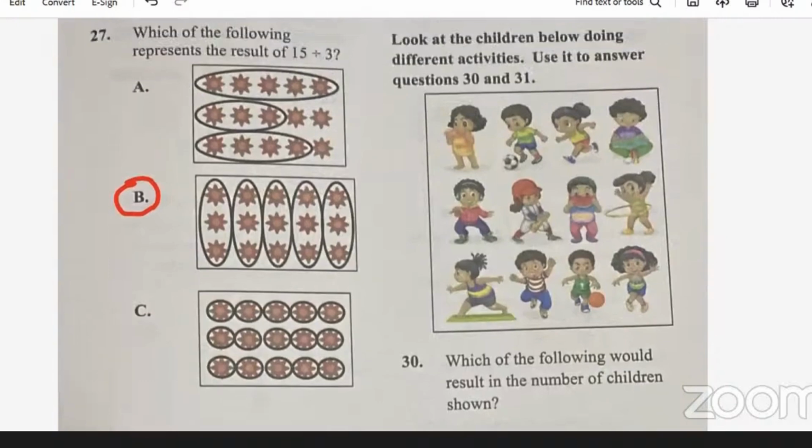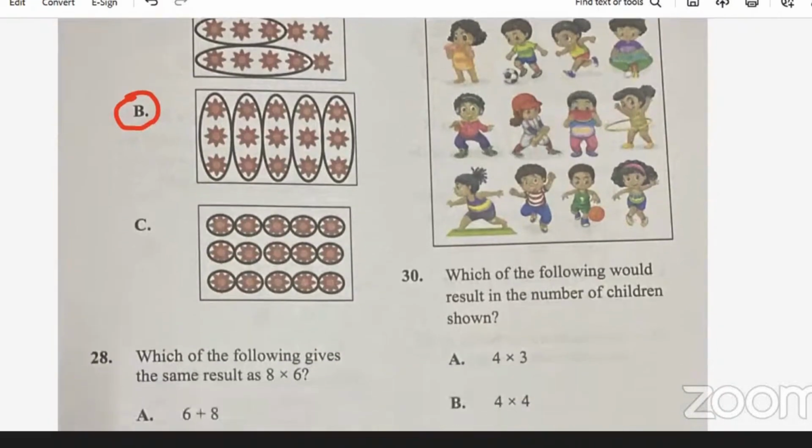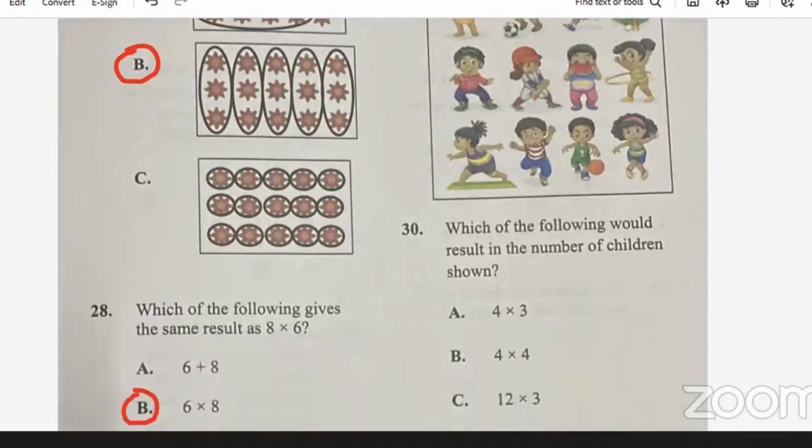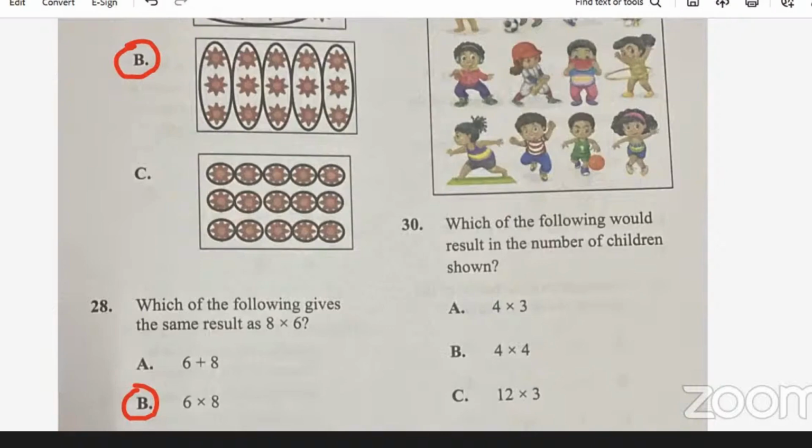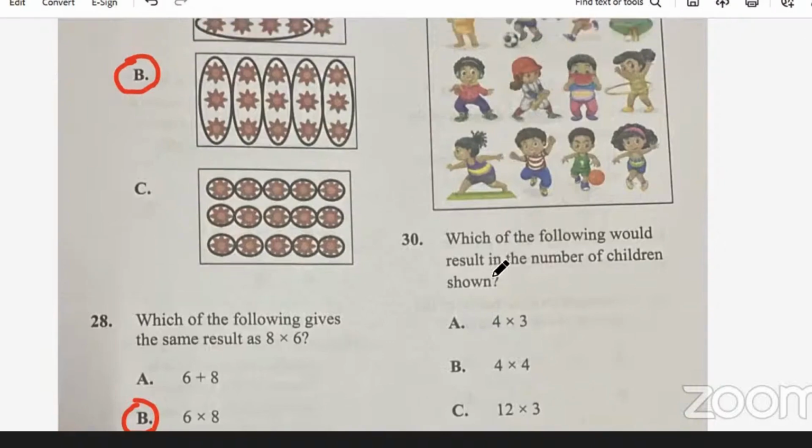Question 30 says, look at the children below doing different activities. Use it to answer questions 30 and 31. So look at the children. It says, which of the following would result in the number of children shown? So how many children? Let's look at the options for the answers. Is it 4 times 3, 4 times 4, or 12 times 3? If we counted, you would have gotten 12. So which of those would pretty much result in 12? And the answer is 4 times 3.